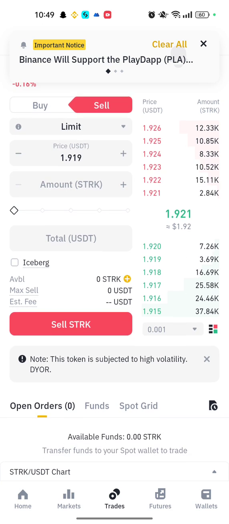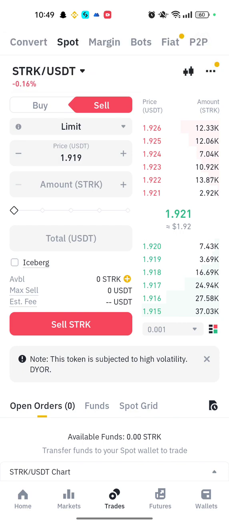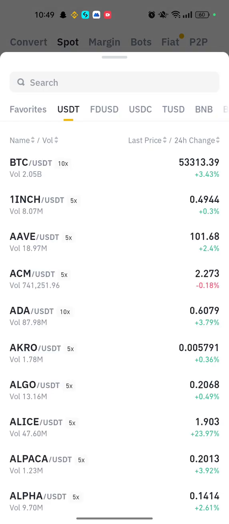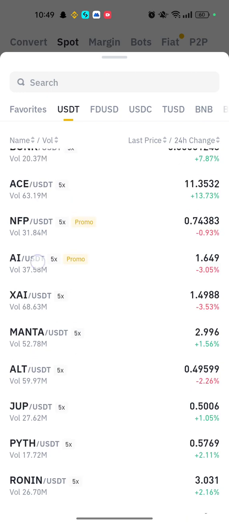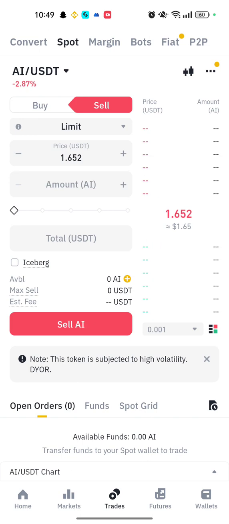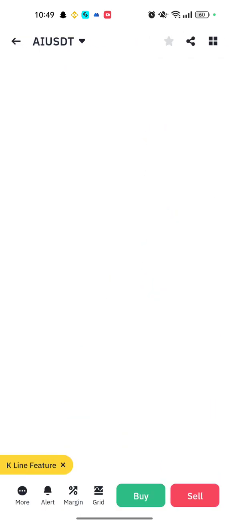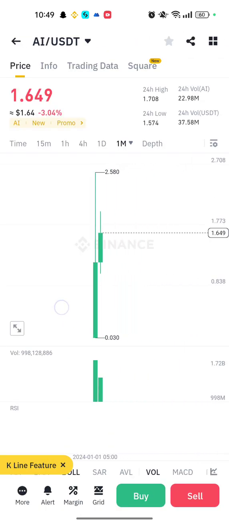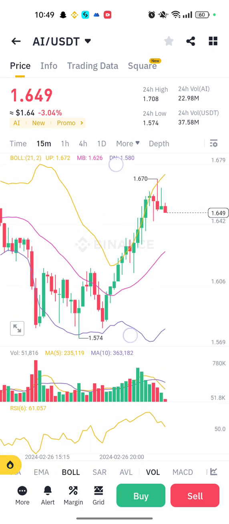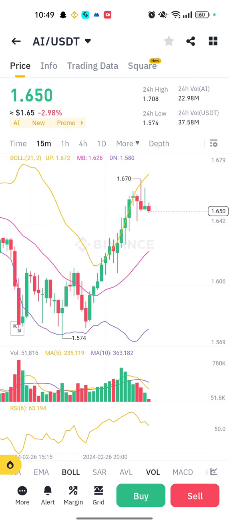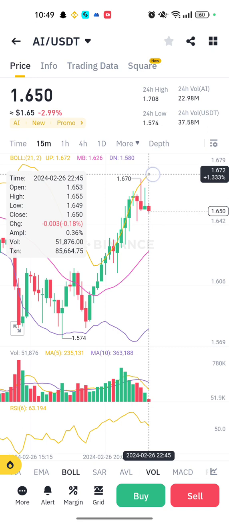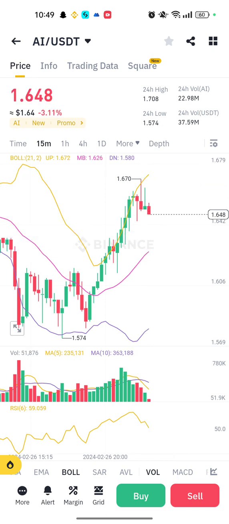first of all, I find a coin. My aim is to find a coin with high fluctuation. I think this is best. First, see this chart, 15-minute time frame. See, this is the low point and this is the high point.